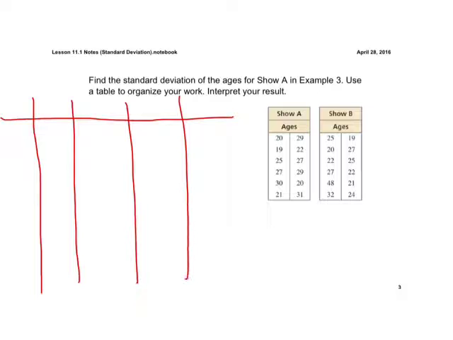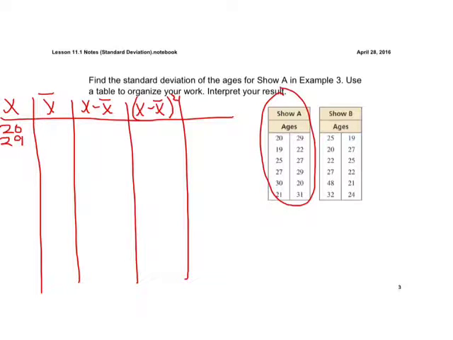In this table we have our data values. We have our average, that's x bar. We're going to do our data value minus our average, and then we're going to do that number squared. This is our whole table here. On the far left we're going to label all of our data values. So we have 20, 29, we're just filling it in from table A. We have 19, 22, 25, 27, 27, 29, 30, 20, 21, and 31.